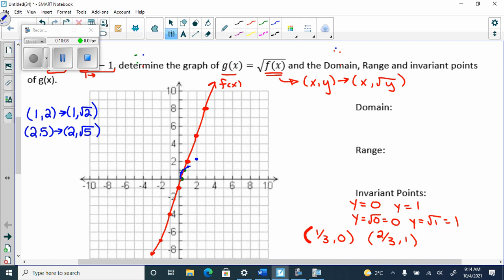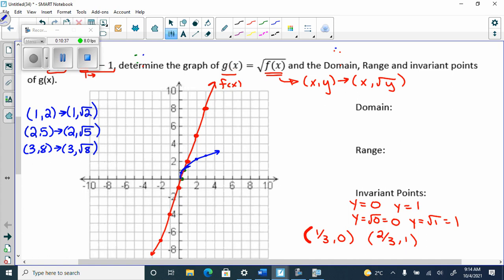And then I have 3 and 8. It's now going to be 3 and root 8, which is a little under 3, .28. So it's going to be at 3 and 2.8. So my graph's going to do something like that. Pretend there's not a little ticky thing and that it actually goes through all the points.